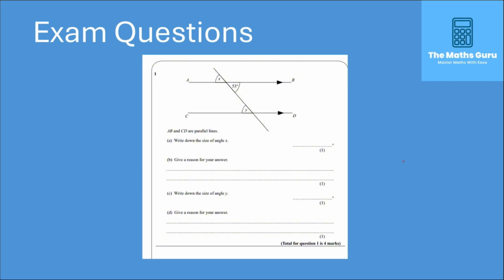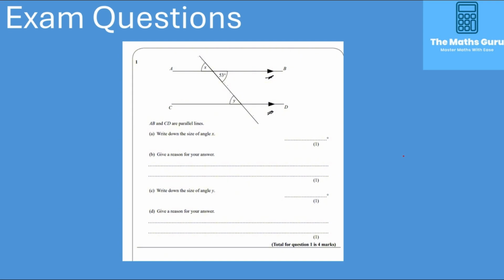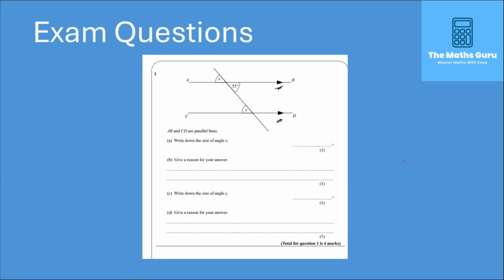Let's just get straight into it now. So looking at question 1, we have AB and CD as our parallel lines shown by our arrows here. It asks us to write down the size of angle X. Angle X, if you can see, is directly opposite 53, so we know it's going to be 53 degrees. And we say vertically opposite angles are always equal.